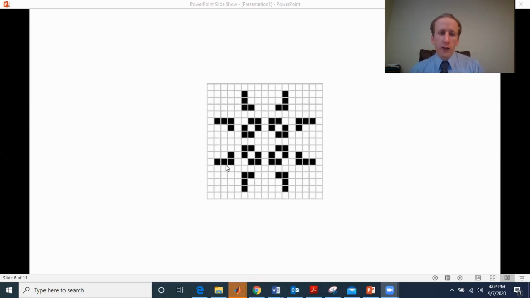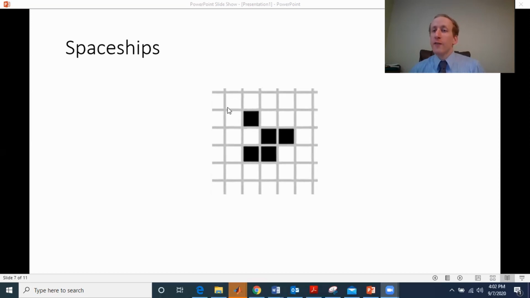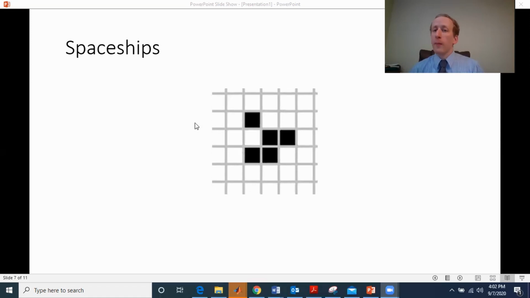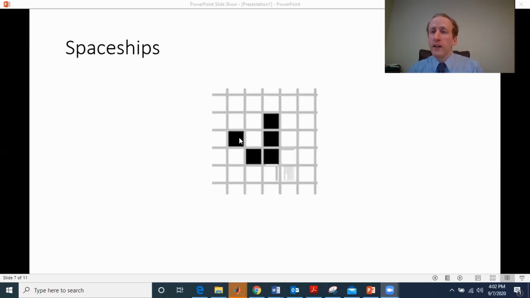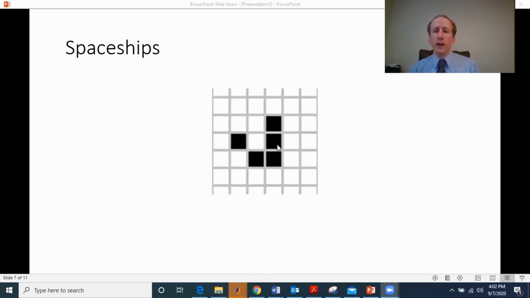The next one is called a spaceship. This spaceship is an object that travels through the grid. So the cells up here keep getting deleted and new ones are made over here. There are many different types of spaceships that have been discovered in the game of life. This one here is called a glider.